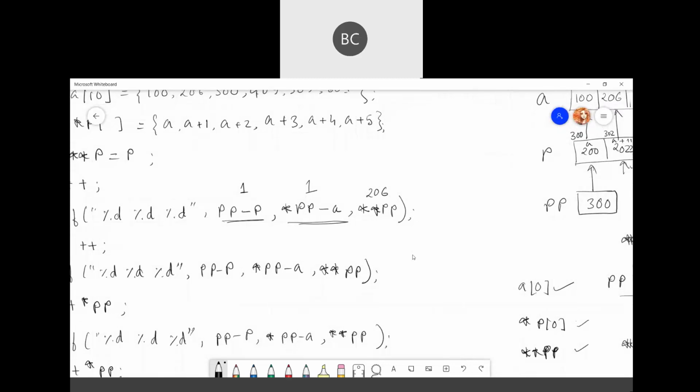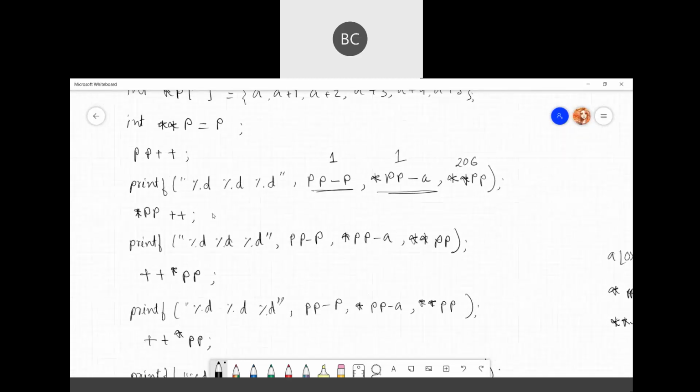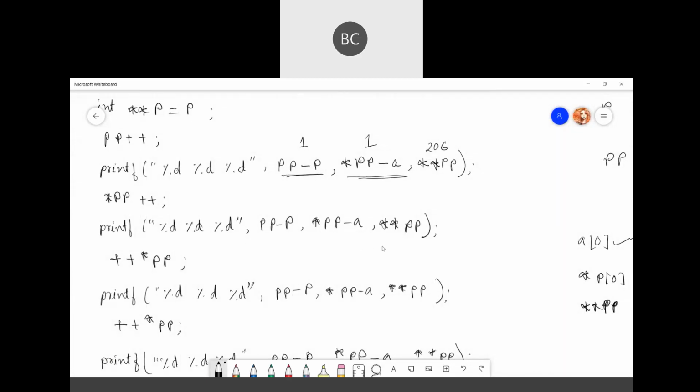Okay, so next we again incremented the double pointer, then we wanted to print the same thing again. Okay, so in this line we got the output 1, 1 and 206. Okay, now next we wrote this line.